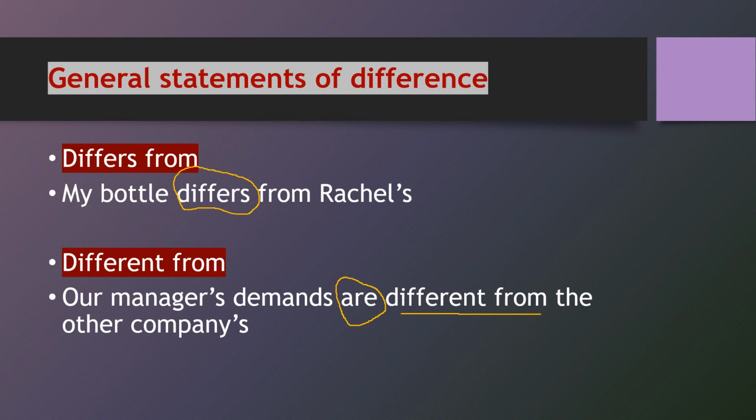Okay? For instance, if we want to give another example, my homework is different from yours. Or I can say my homework differs from yours in many aspects. So it's the same sentence. I once use it with differs, and in the other case I'm using it with different from.